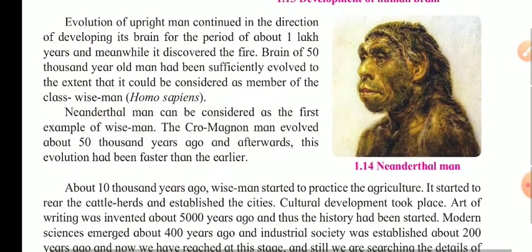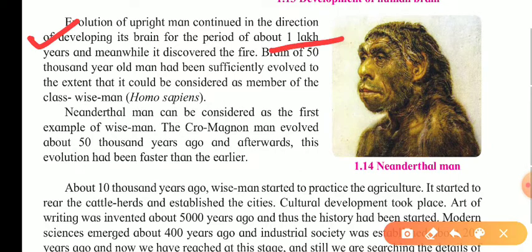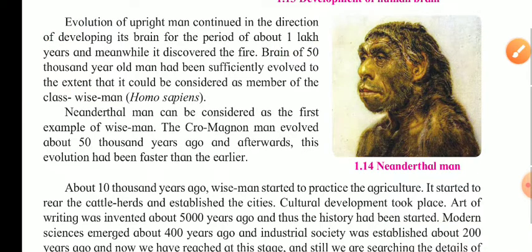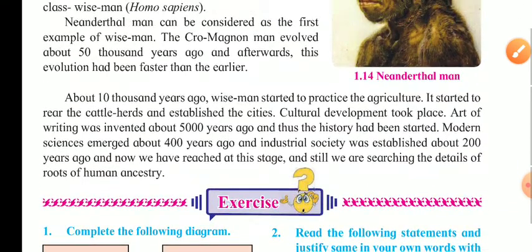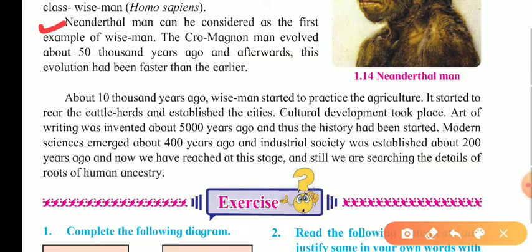Further, the evolution of the upright man continued in the direction of developing its brain for about 1 lakh years, and meanwhile they discovered fire. The brain of a 50,000-year-old man had evolved sufficiently that it could be considered a member of the class of wise man, that is Homo sapiens. The next part they have given is about the Neanderthal men, who can be considered the first example of a wise man. The name was Neanderthal.